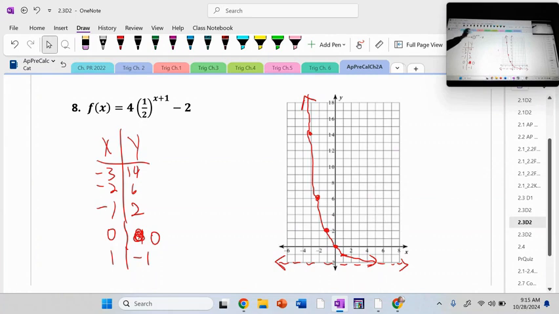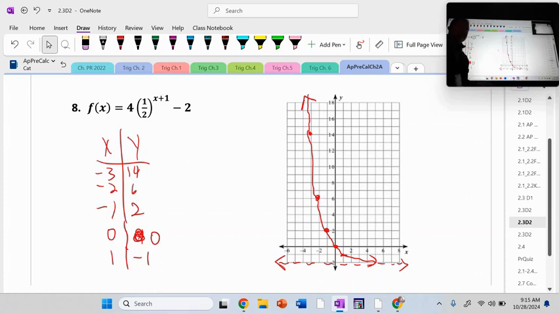Now you got a bunch of stuff here. PEMDAS. 1 after the 0 is 1. 1 times 4 is 4. 4 minus 2 is 2. So -1 comma 2. Then 0, 1, -2, -3. If you only want to do 3 points, fine. If you get it. When I plug in 0, I get 1. 1 half to the first is a half. Half of 4 is 2. 2 minus 2 is 0.